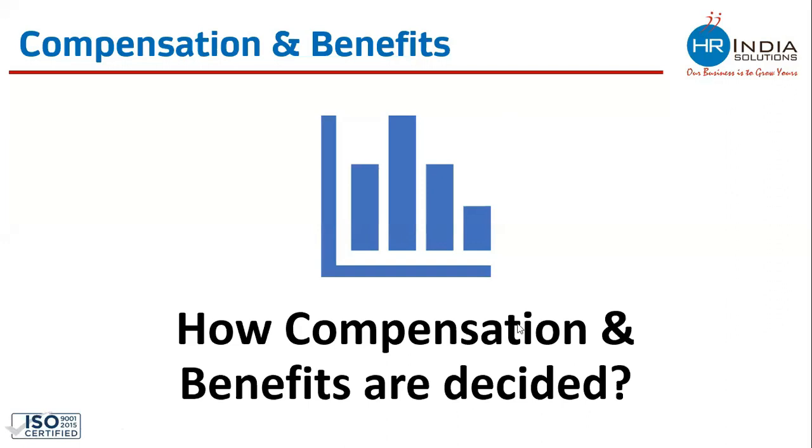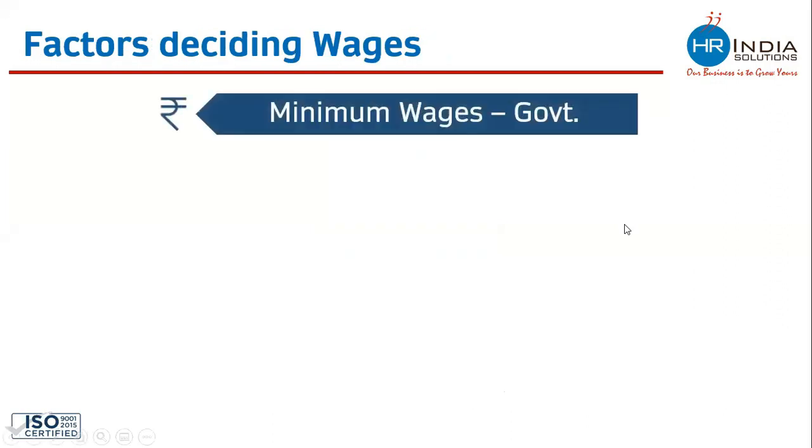All right. So how are compensation and benefits decided? How do we decide what amount of salary should be given to an employee? What are the factors which become responsible at the time of deciding the salary of an employee? Let's understand that. The factors which become important at the time of deciding the salary and wages of an employee: the very first factor is the minimum wages decided by the state government.